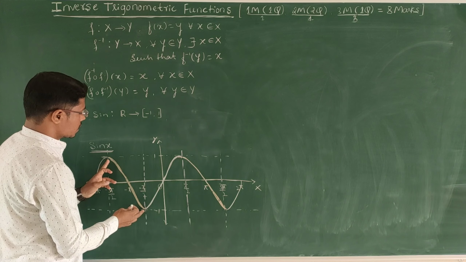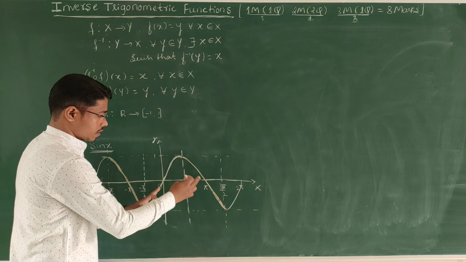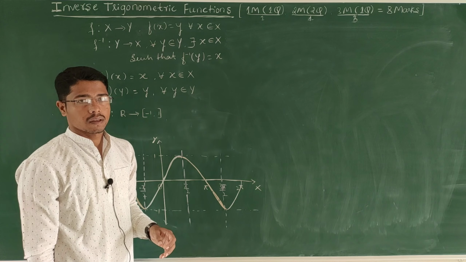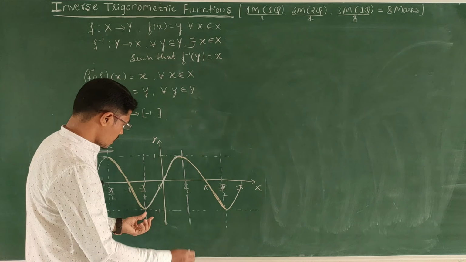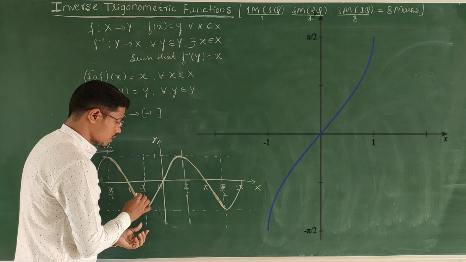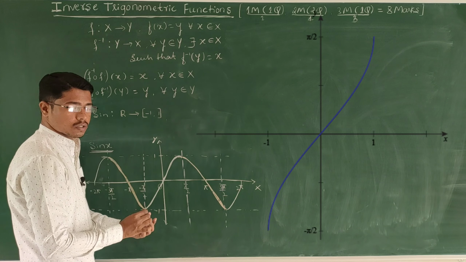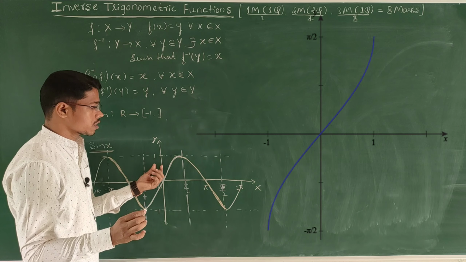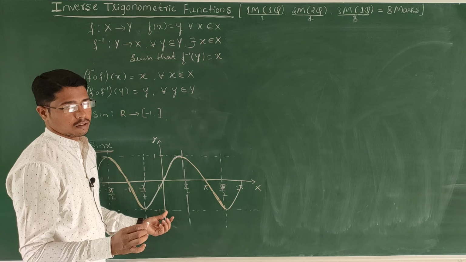So these are the regions where the sine function will become one-one and onto. See, in this region only, if I draw a line above the x-axis and below the x-axis, it meets only one point, therefore the function will become invertible.